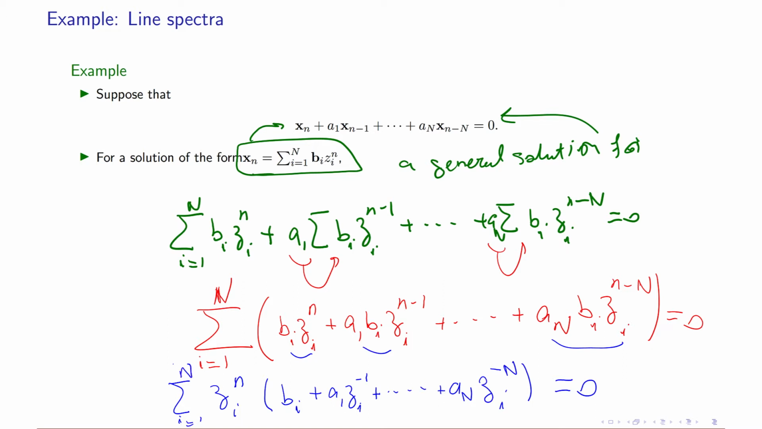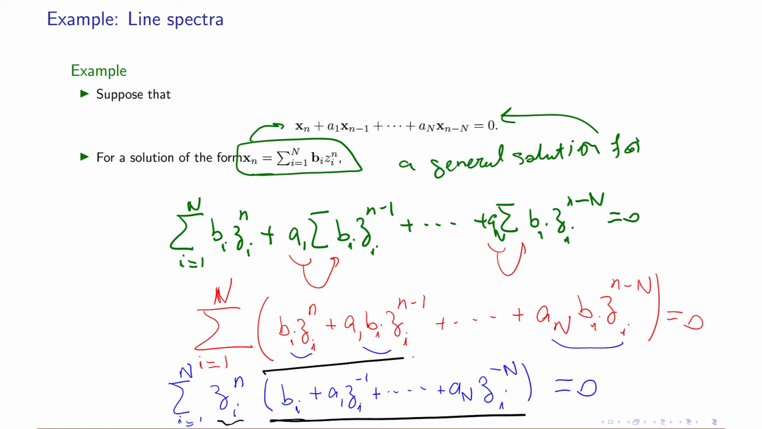What I argue is that this term here shall be equal to 0. If this is not zero, this sequence should be equal to zero for all n, which is not possible unless zi is equal to zero. If zi is equal to zero, then in this signal it is a term that is zero everywhere and is not going to give me a solution. So this term should be equal to zero.